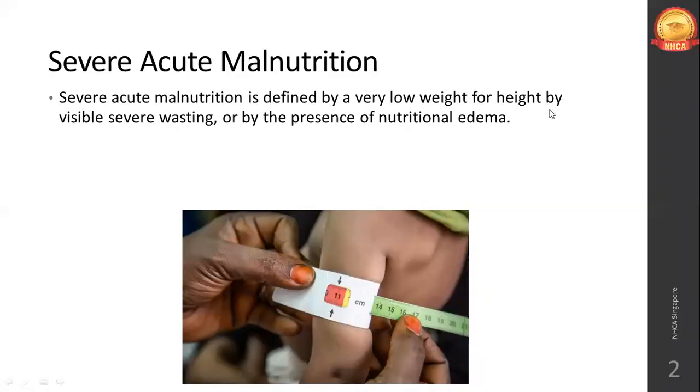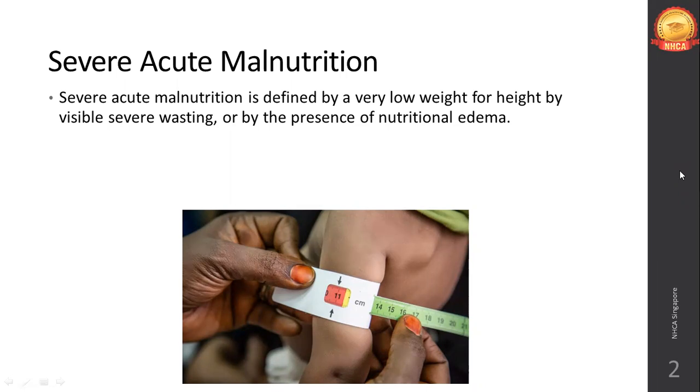So severe acute malnutrition, it is defined by a very, is my voice breaking? Am I audible? Okay.